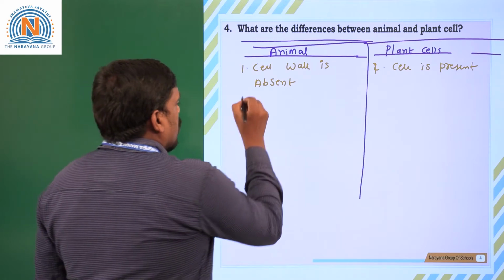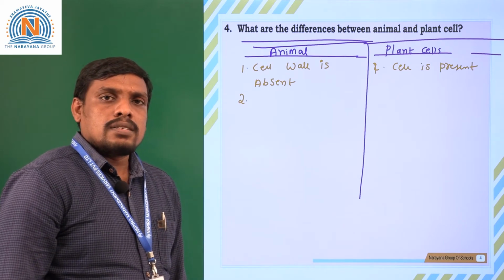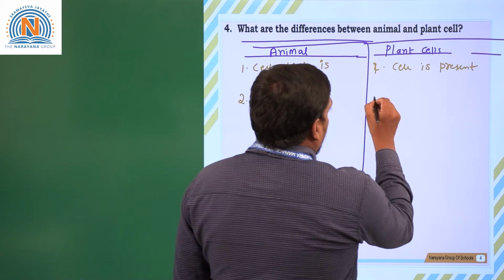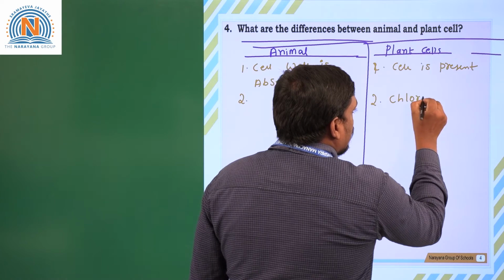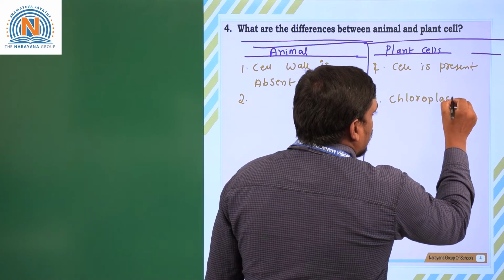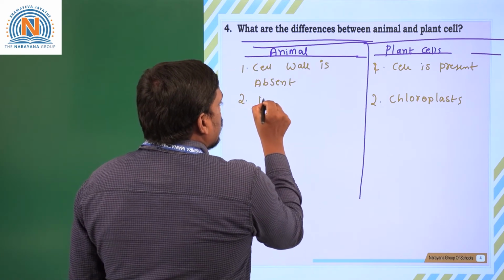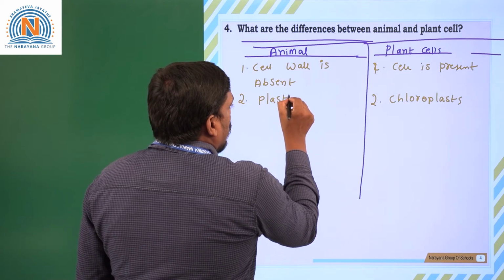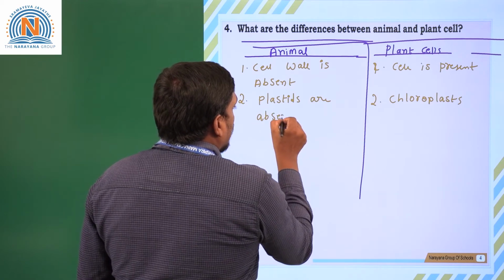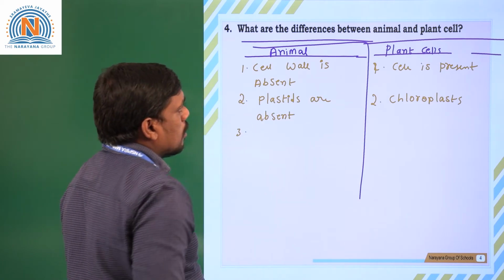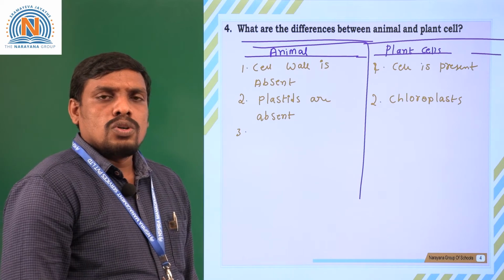And one more difference, suppose take a plant cell. Chloroplasts or plastids are present in the plant cell, whereas in the animal cell, plastids are absent. Plastids are absent in the animal cell, whereas same plastids are seen in the plant cell, isn't it? So that is a basic difference which we have to notice.